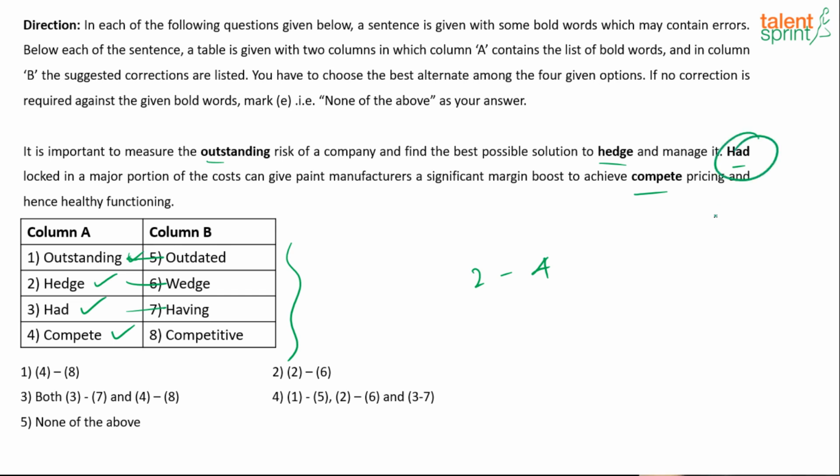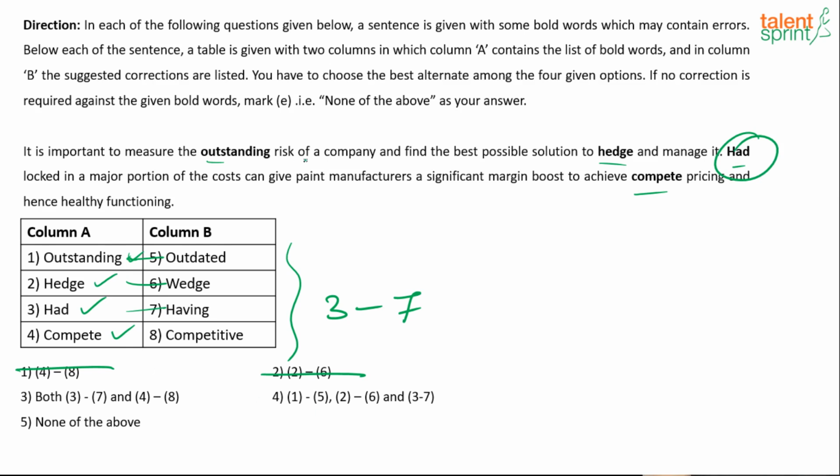Had is definitely not used in the right place. You can know that. So 3 has definitely to change to 7. All right, so 3 and 7 is required, so 1 and 2 is not the right answer. Now we have to look at any other corrections required.